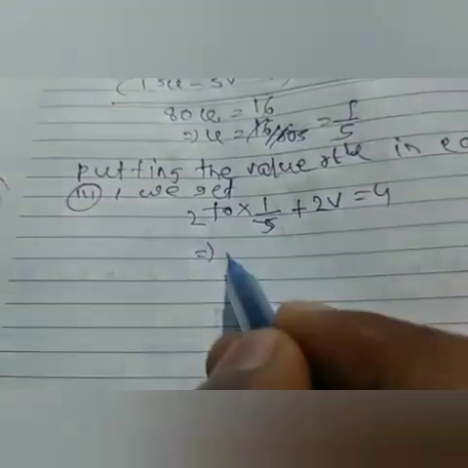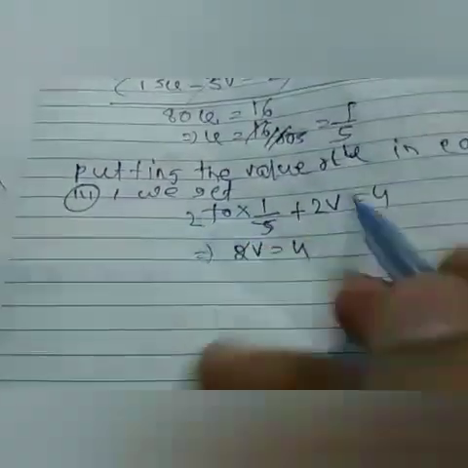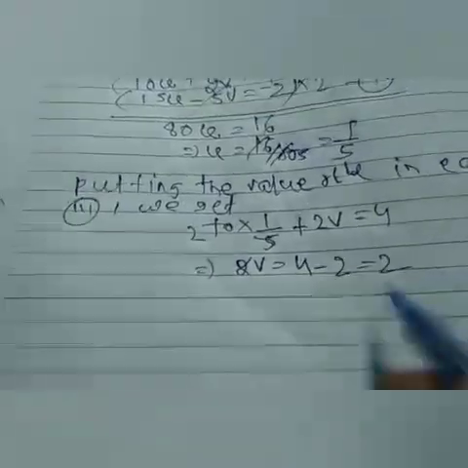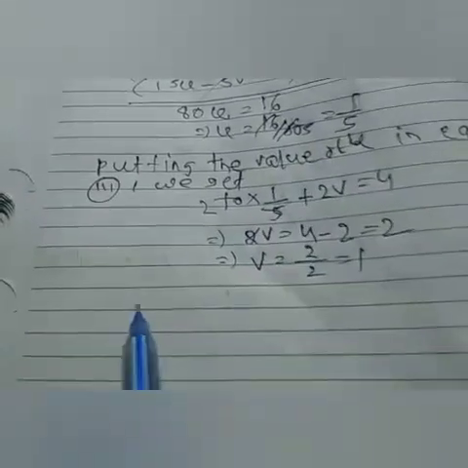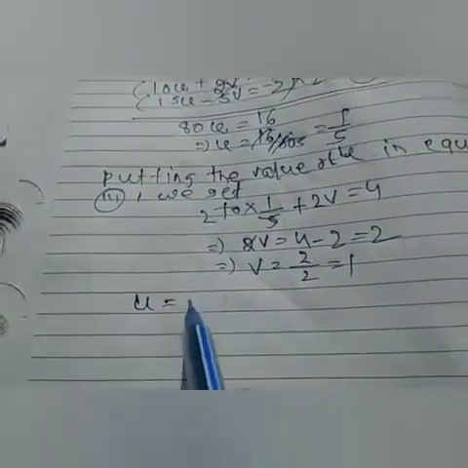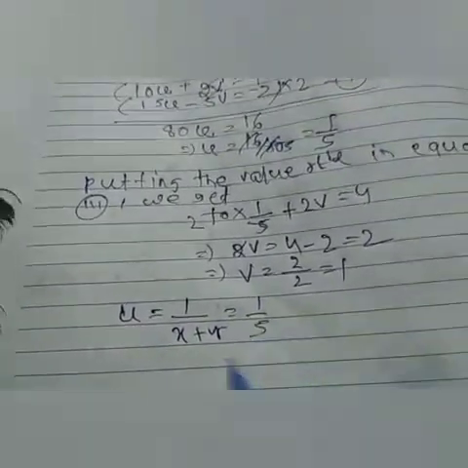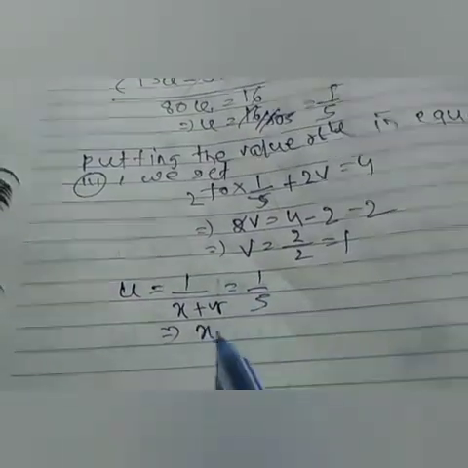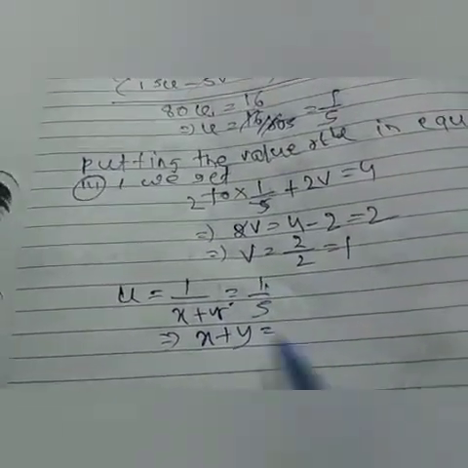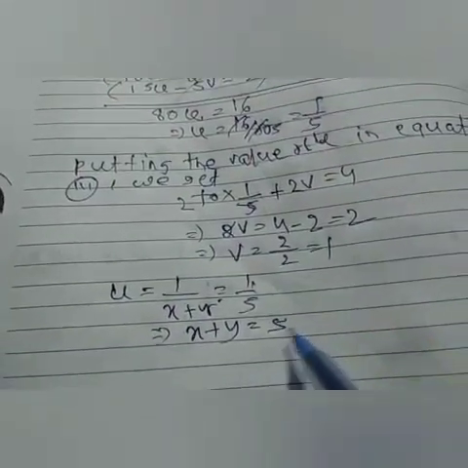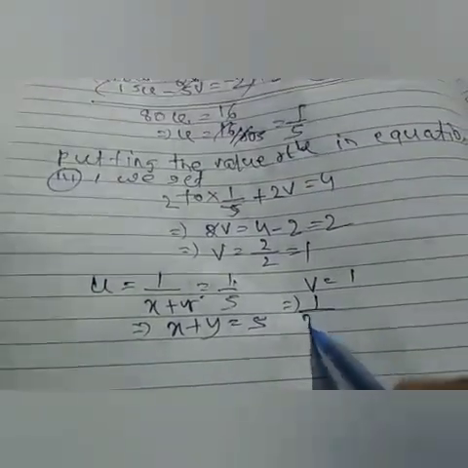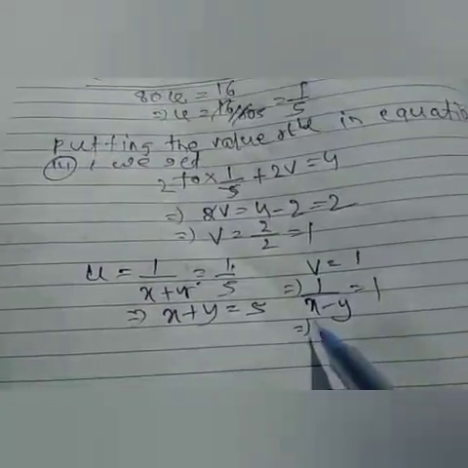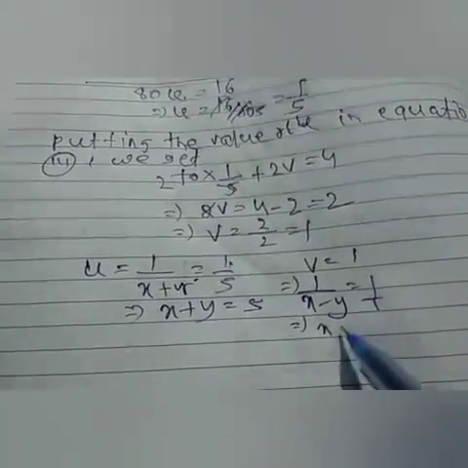5 2 is 10, so 2b equals 4. 2 goes to the right hand side and becomes negative, so 4 minus 2 is 2, b equals 2 by 2 equals 1. But we took u as 1 by x plus y, that is 1 by 5, so cross multiplying, x plus y into 1 equals 5, x plus y equals 5. And here b equals 1, 1 by x minus y equals 1. Denominator is 1, x minus y equals 1.